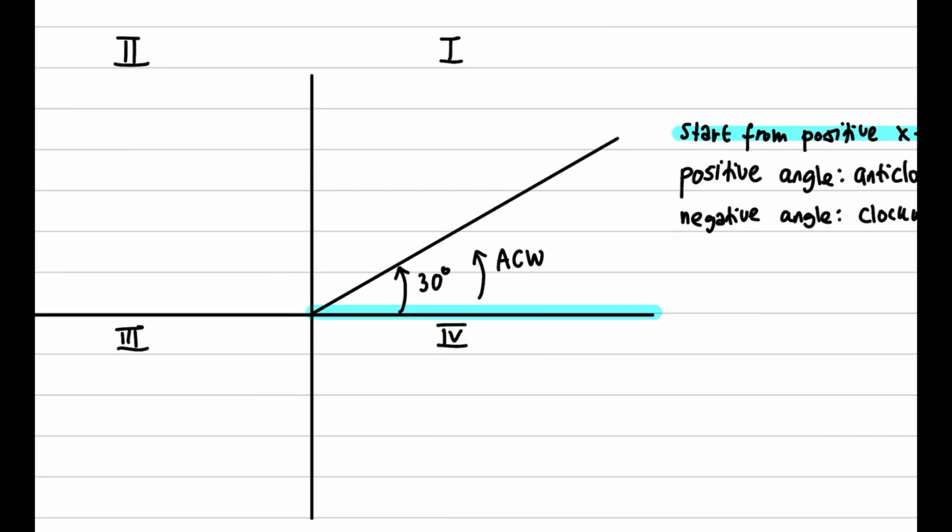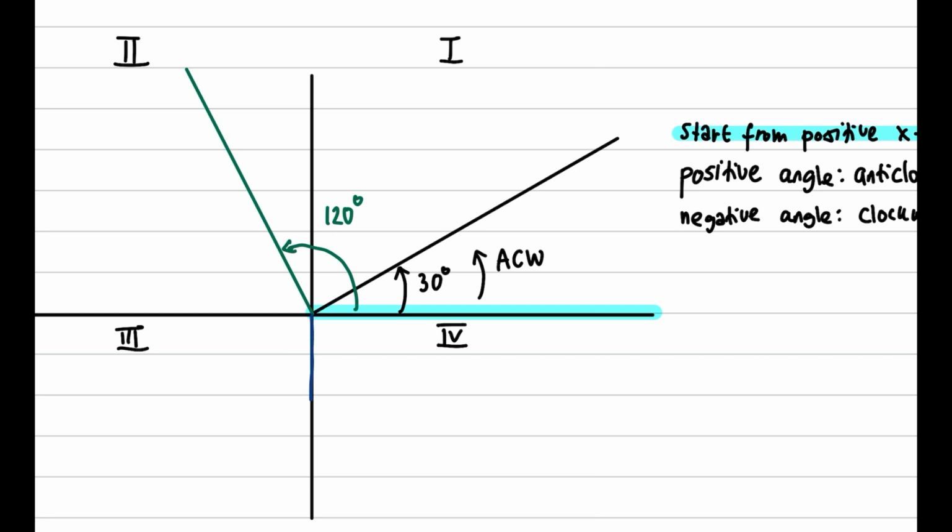Let's say I want to draw 120 degrees. So approximately here, you go anti-clockwise. This is 120 degrees. You go anti-clockwise because the angle is positive. What if I want to draw 270?